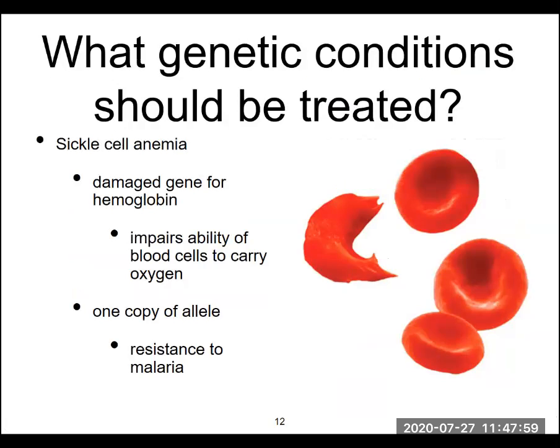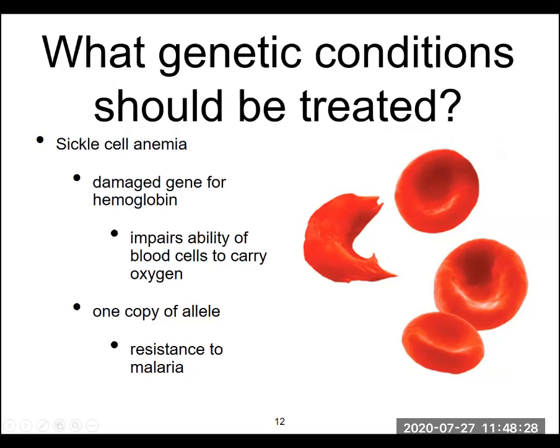There's a genetic disorder known as sickle cell anemia, and I think we've talked about this. A single amino acid within a protein for hemoglobin is changed because of a gene defect, a damaged gene. And so it impairs the ability of the blood cells of a patient that has sickle cell anemia to carry oxygen.